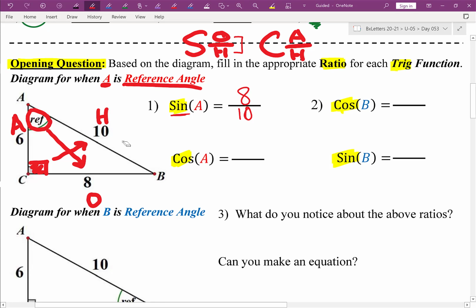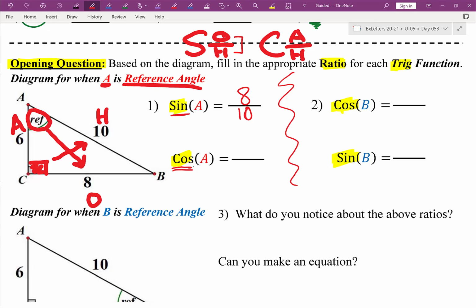Let's do the cosine of A. Oh, I see what I did here. Sine and cosine go with this picture. So the cosine of A is going to be, well, cosine is adjacent over hypotenuse. That's going to be this 6 and that 10. So I'll put 6 and 10.